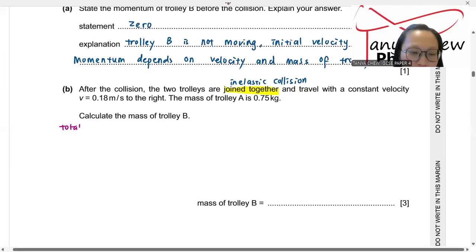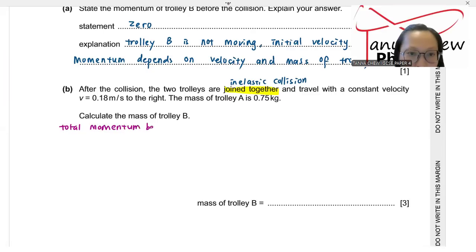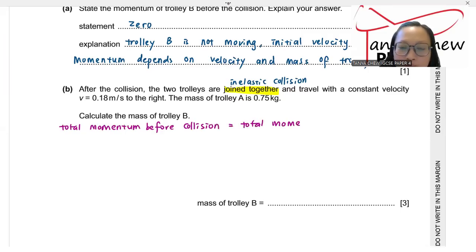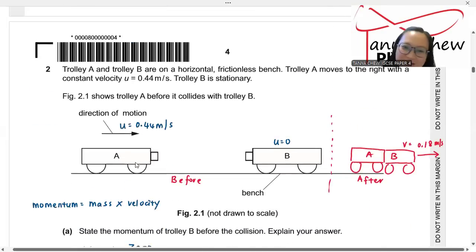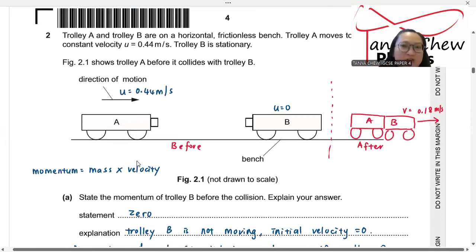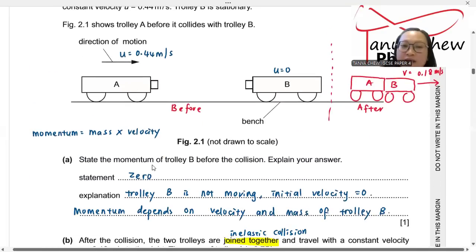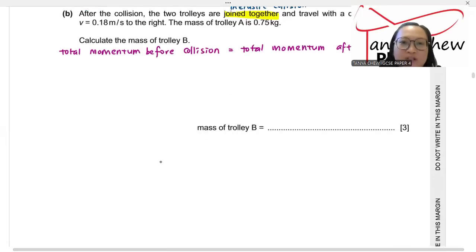Total momentum before collision equals total momentum after collision. So before the collision, look at the diagram. Look at the two trolleys that the question drew, right? Only trolley A is moving, but I still write it down for you.